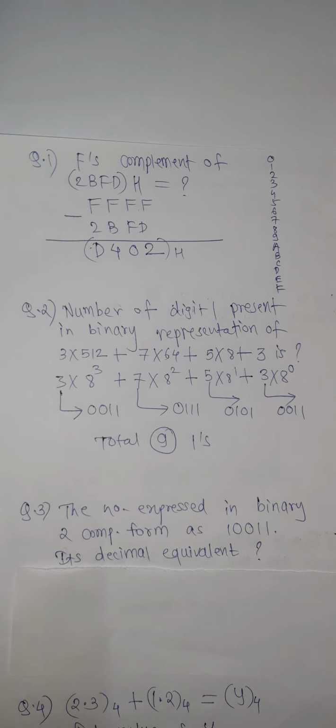Today's topic is from digital circuits, that is number systems. I have taken 10 to 11 examples that were asked in previous year ESE prelims from number systems. So let's start. Question 1 is find F's complement of 2BFD.